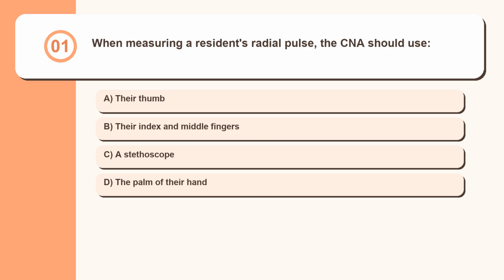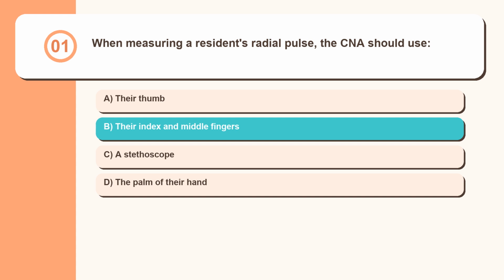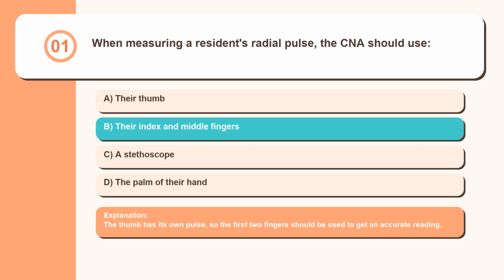Question 1. When measuring a resident's radial pulse, the CNA should use their thumb, their index and middle fingers, a stethoscope, the palm of their hand. The thumb has its own pulse, so the first two fingers should be used to get an accurate reading.